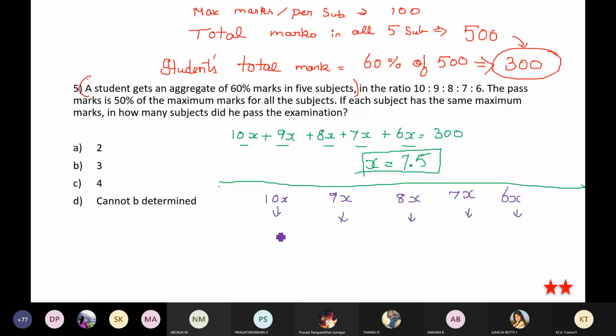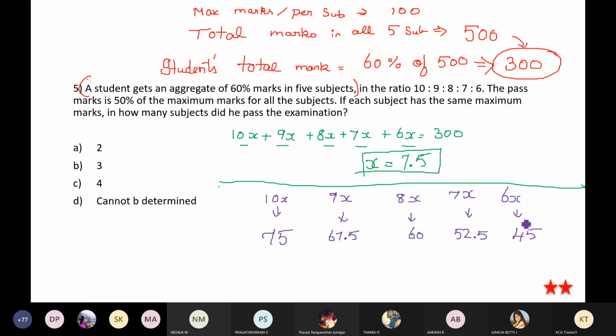For 9x, subtract 7.5 from this one. It would be 67.5. For 8x, it would be 60. For 7x, it would be 52.5. And for 6x, it would be 45 marks. Just multiply 6 into 7.5 or else subtract 7.5 from the previous number. Either way, the same.